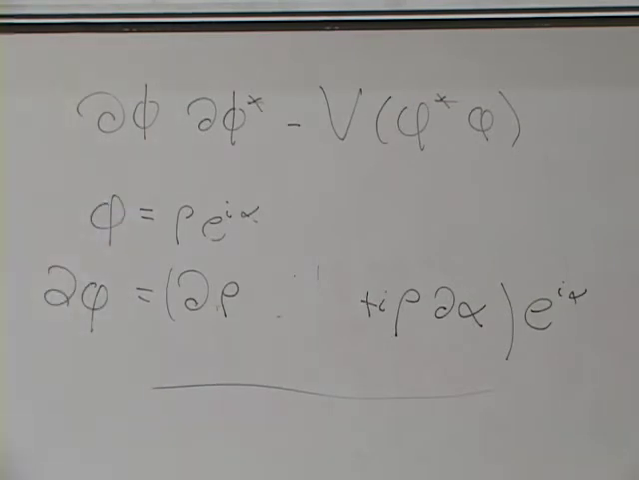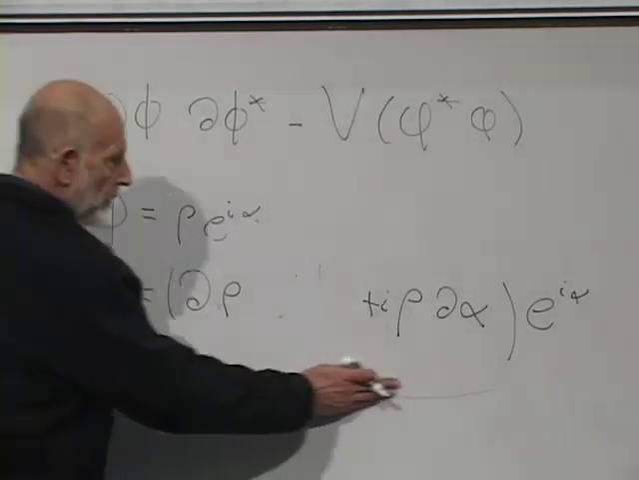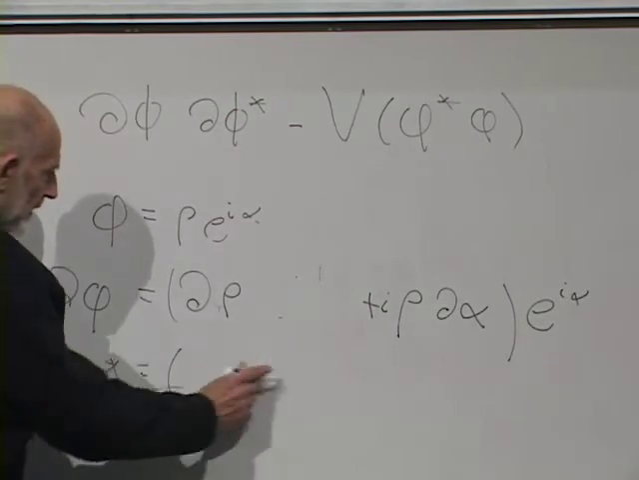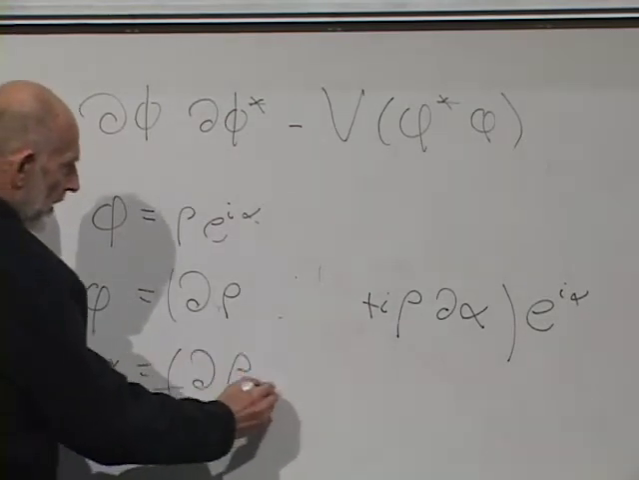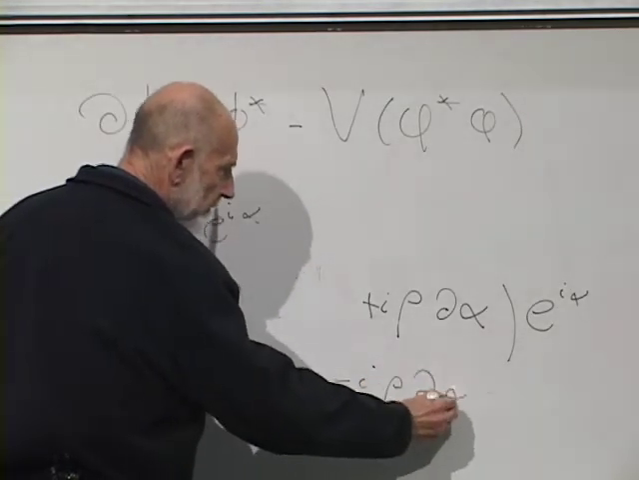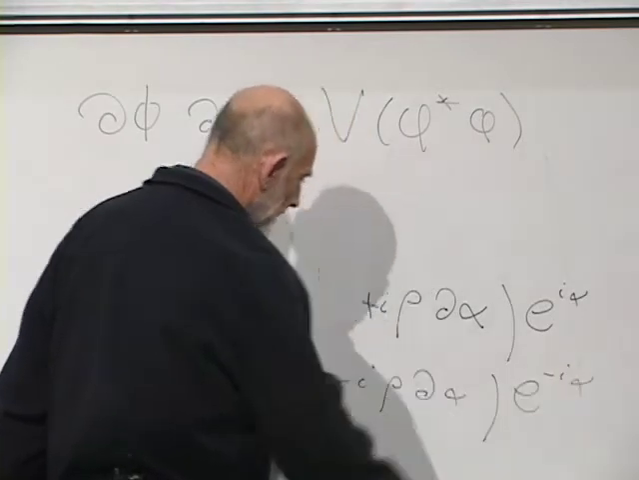What about the derivative of phi star? Let's work that out. Derivative of phi star, that's exactly the same thing except with a minus sign over here: derivative of rho minus I rho derivative of alpha, times e to the minus I alpha.